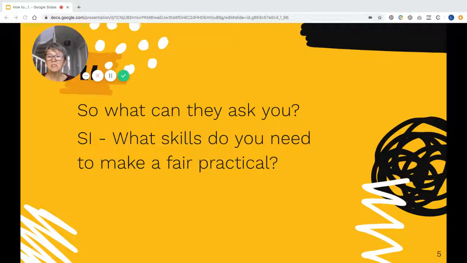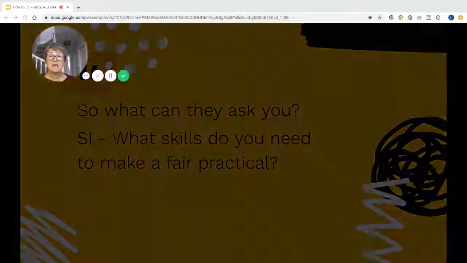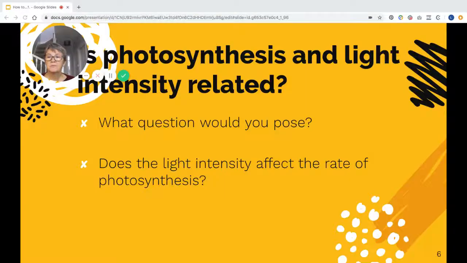However, they'll ask you very general questions. Basically they're all based on what skills do you need to make a practical fair, or a fair practical. So I'm going to use the example for all of these ideas of photosynthesis and light intensity. Are they related? And the first thing that they could ask you is to write a question to investigate.